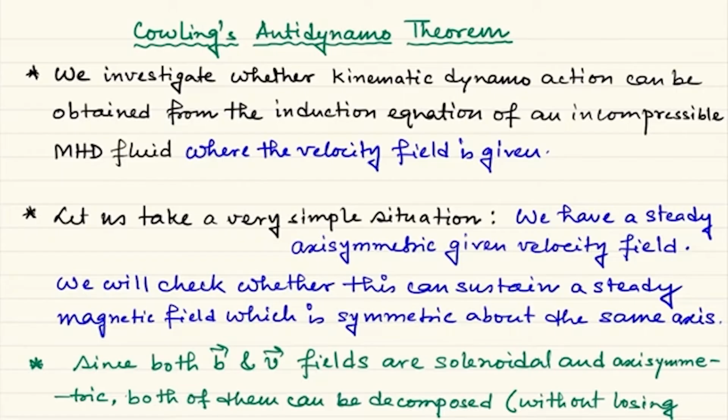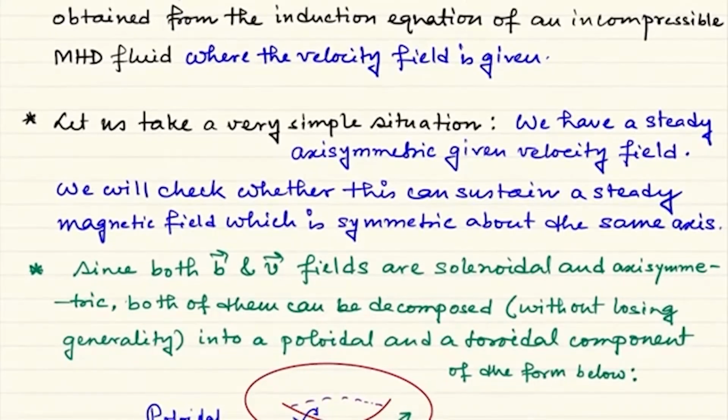Now in this situation, for simplicity, we take a very particular situation where we imagine that we have a steady axisymmetric given velocity field. The question is whether this type of velocity field can sustain a steady magnetic field which is also axisymmetric and about the same axis. Is this possible or not? By Cowling's anti-dynamo theorem, one can actually show that this is not possible. Now how to do that?